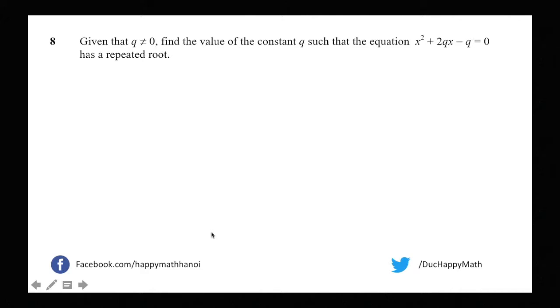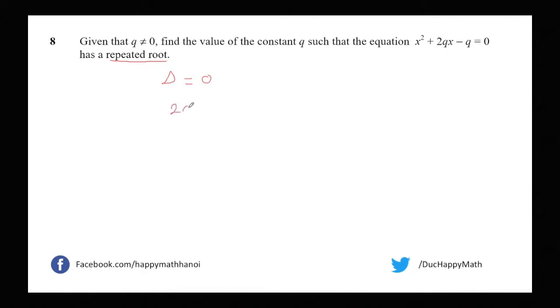Given that q is different to 0, find the value of the constant q such that the equation has a repeated root. Okay, here we have the same definition. The delta has to be equal to 0 because this equation has only one root. It means repeated root. Delta equal to 0.